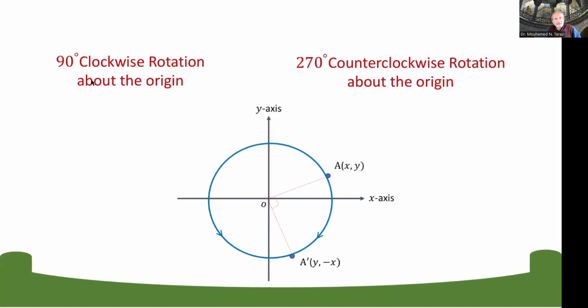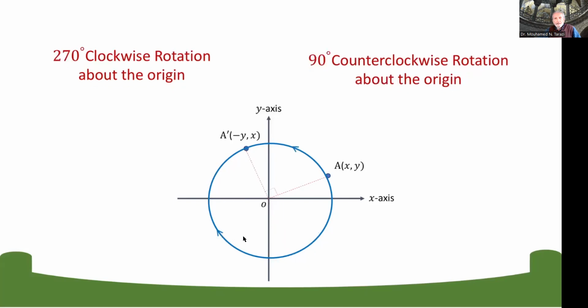Now, just quickly, 90 degrees clockwise is the same as 270 counterclockwise. So to come from this point to this point, you can do 90 degrees like this or 270 degrees like this. 270 degrees clockwise is the same as 90 counterclockwise. So just remember that, it is easy. If you are asked to do 270 degrees, I will turn it to 90 degrees. It's easier to deal with.